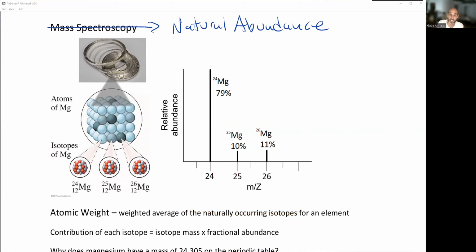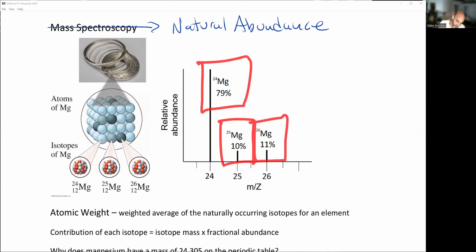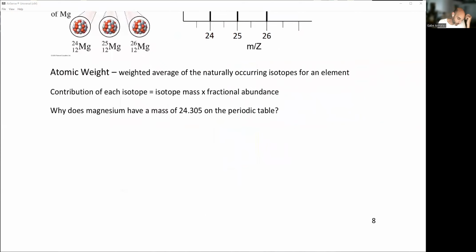If I were to take any sample of magnesium anywhere on Earth, I would find out that it is made up of 79% magnesium 24, 10% magnesium 25, and 11% magnesium 26. So there's a small percentage of all of these different isotopes in any magnesium sample that we have. The atomic weight you see on the periodic table is actually a weighted average of those naturally occurring isotopes for an element.